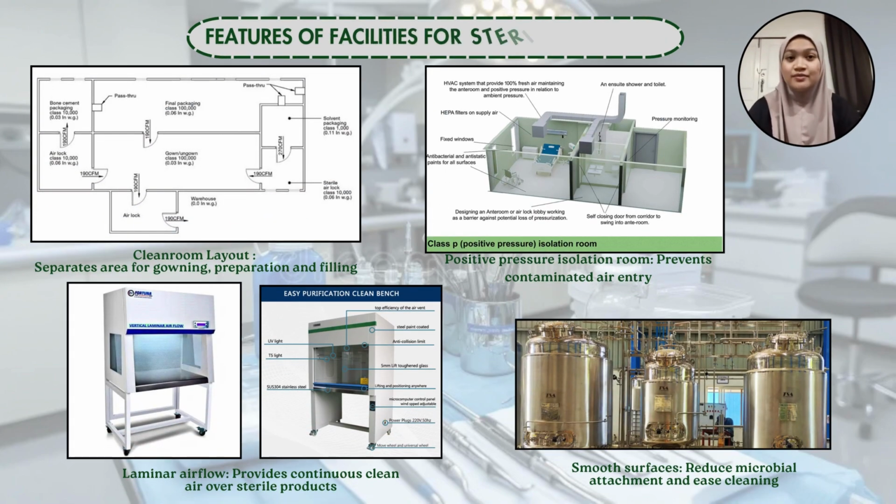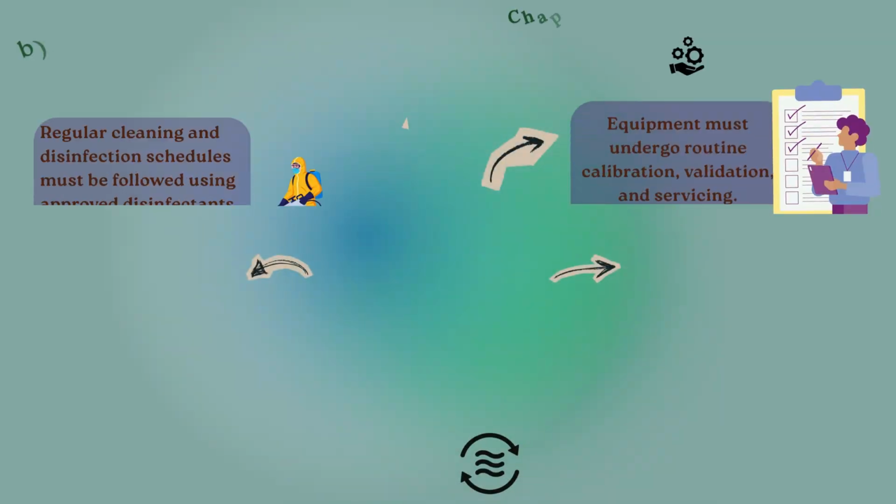This slide shows images related to facility design for sterile preparations. The clean room layout demonstrates how different areas are separated to control contamination. The laminar airflow cabinet provides continuous clean air over the sterile product, protecting it during preparation. The gowning area ensures that personnel wear proper protective clothing before entering sterile zones, and these design features work together to maintain sterility and product safety.